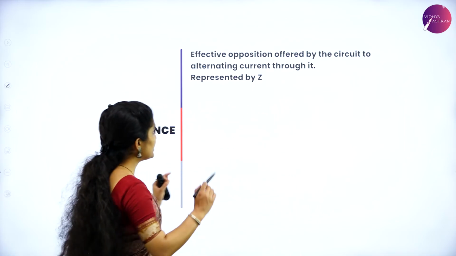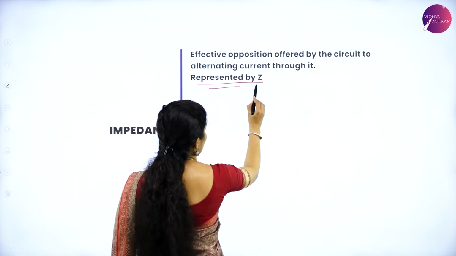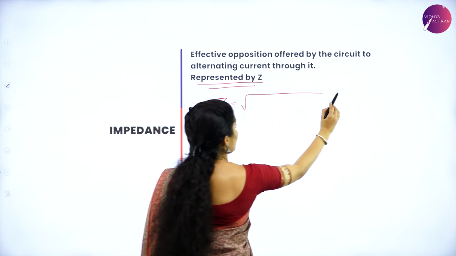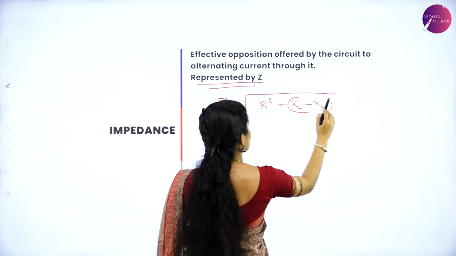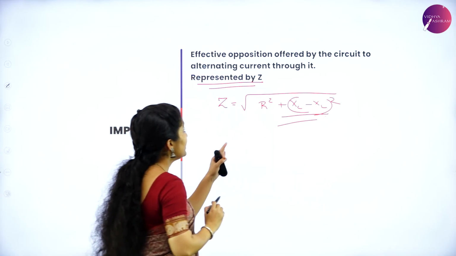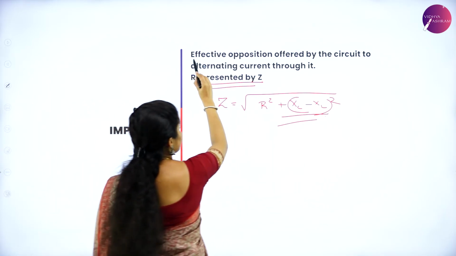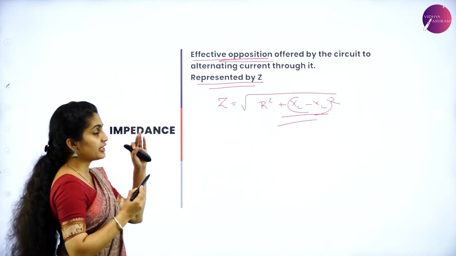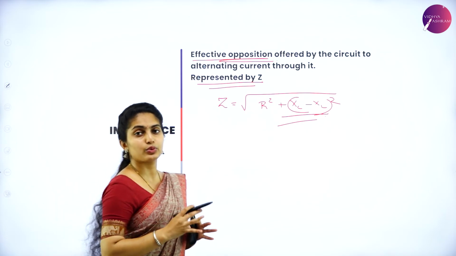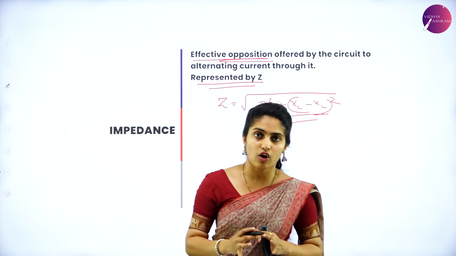Okay, so next we are dealing with impedance. What is meant by impedance? It is represented by Z. Z is equal to the root of R square plus XC minus XL, the whole square, which is the formula we had studied. It is the effective opposition offered by the circuit to the alternating current flowing through it.